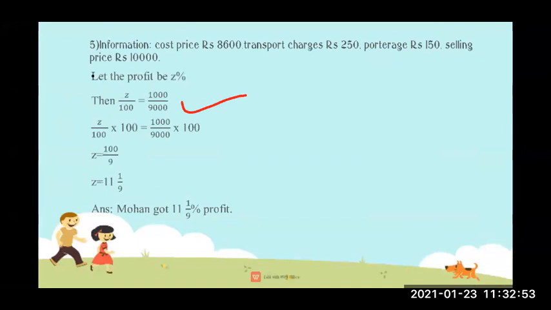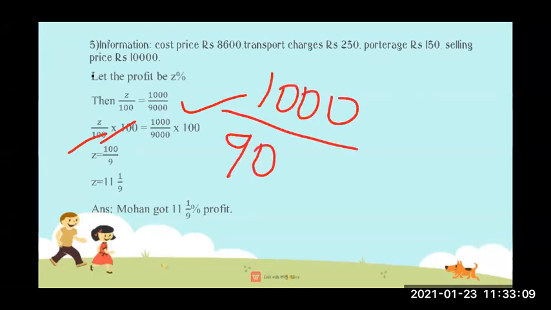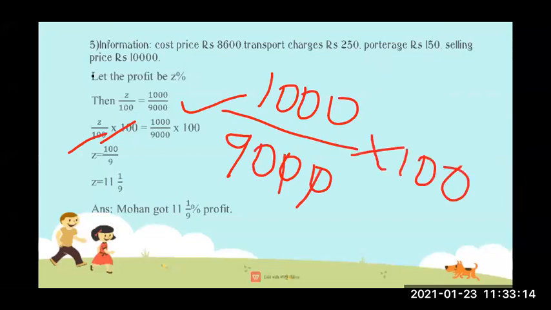Then we have to multiply both the sides by 100. Z upon 100 multiply by 100 equal to 1,000 upon 9,000 multiply by 100. 100 ones are 100, 100 ones are 100. Now here 1,000 upon 9,000 multiply by 100. This 20, this 20 will cut. Now here 10 also cut. Here 10 also will be cut. Now what will be remaining? 100 upon 9, because it is not going by any other table.